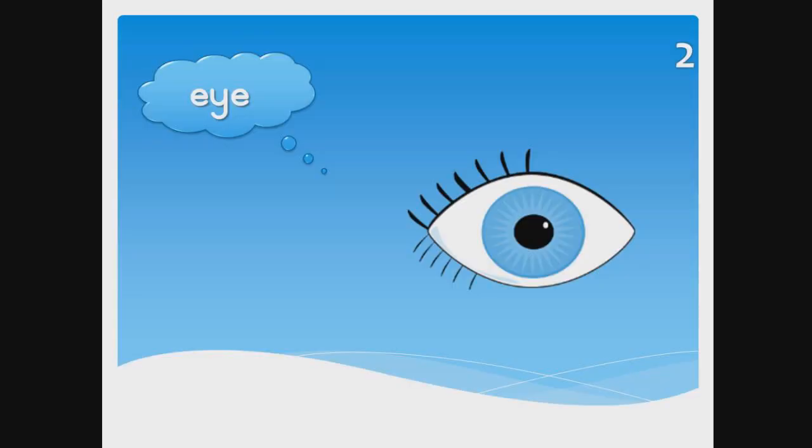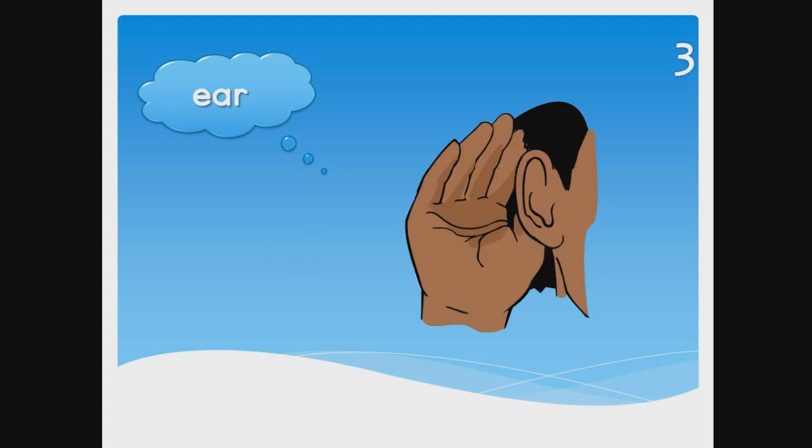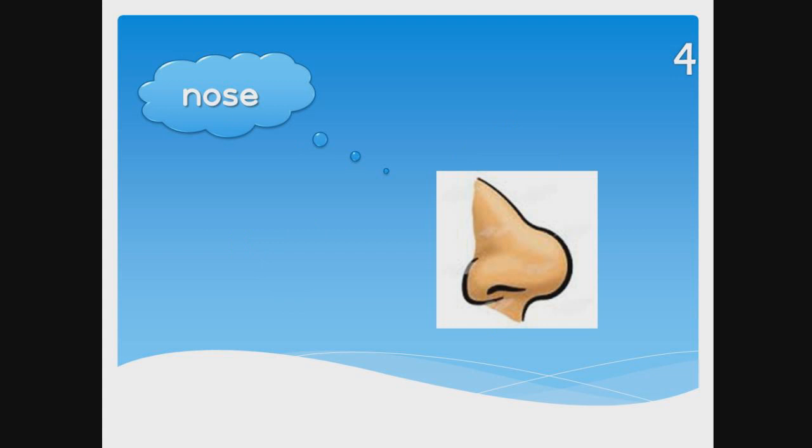In English, we would say eye, and in Afrikaans, oog, oog, oog. Ear, oor, oor, oor. Nose, neus, neus, neus.